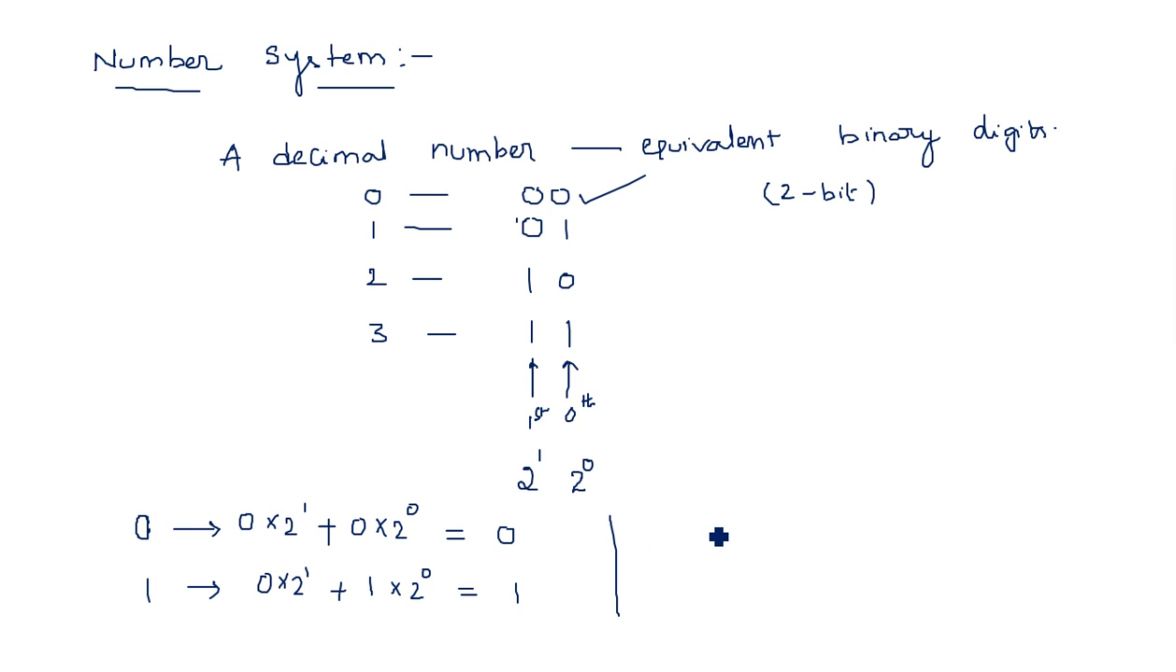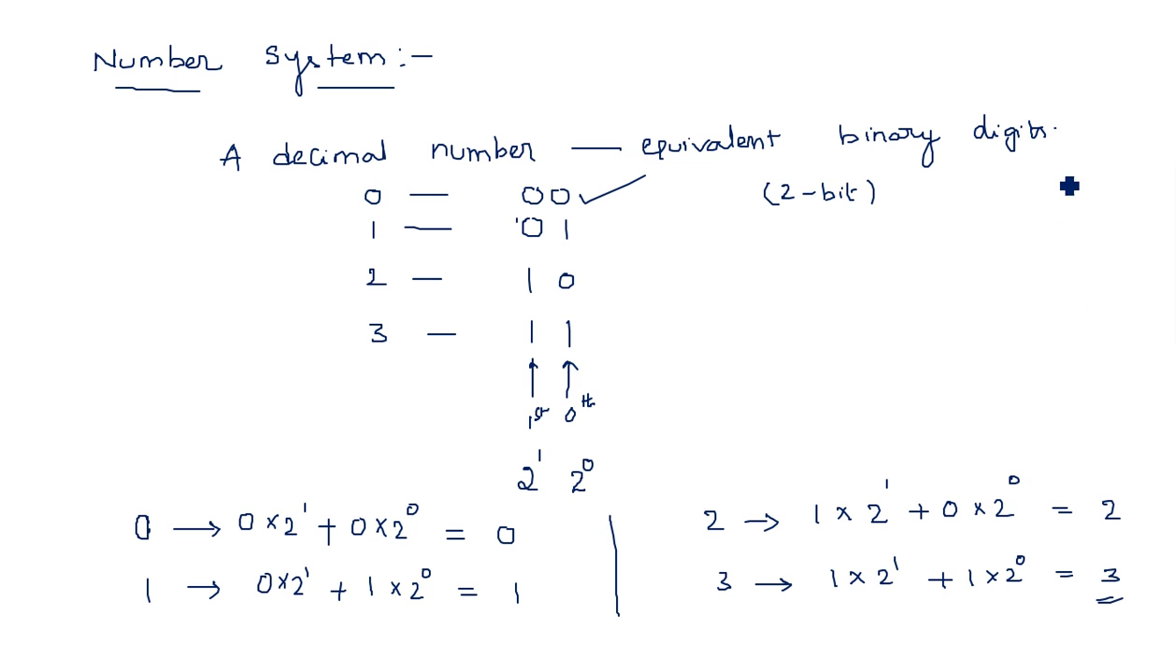Similarly, 2 is represented as 1 into 2 power 1 plus 0 into 2 power 0. This is 1 but multiplied with 0, so it is 0, and 2 power 1 is 2, 2 into 1 is 2. And similarly 3 is represented as 1 into 2 power 1 plus 1 into 2 power 0, that is 2 plus 1, equal to 3. In this way we are getting the binary information.